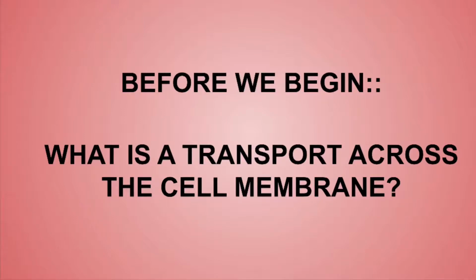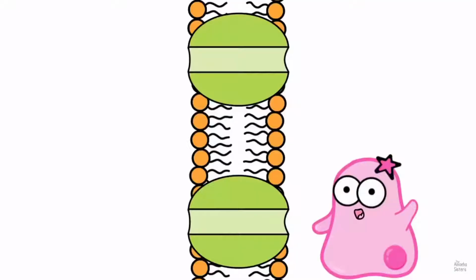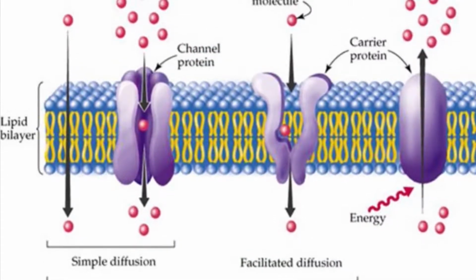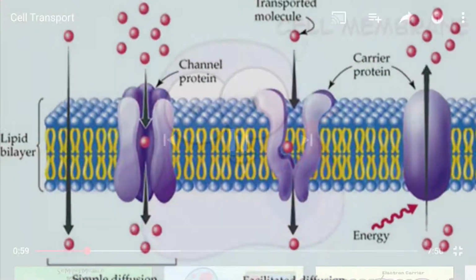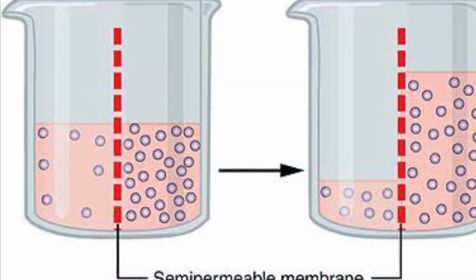What is transport across the cell membrane? Transport is the movement across the cell membrane. Active transport does require energy, but passive transport does not. We will be looking in our project at osmosis, which is a type of passive transport.